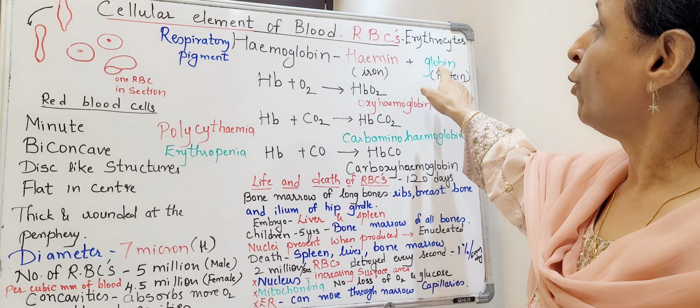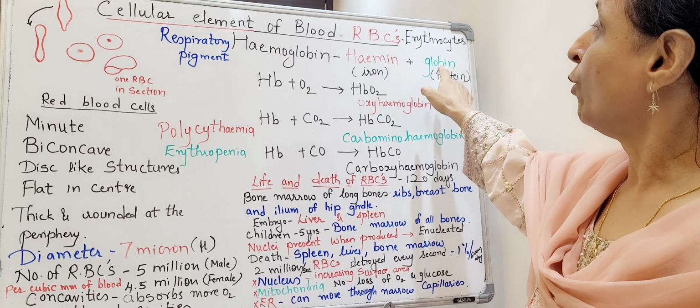It is a disc-like structure and it is flat in the center, and in the periphery it is rounded. So flat in the center, thick and rounded at the periphery. Now its diameter is 7 micron. How much is 1 micron? If you take 1 mm and divide it into 1000 parts, then 1 part is 1 micron. So the diameter of RBCs is 7 micron and it is represented by this symbol mu.